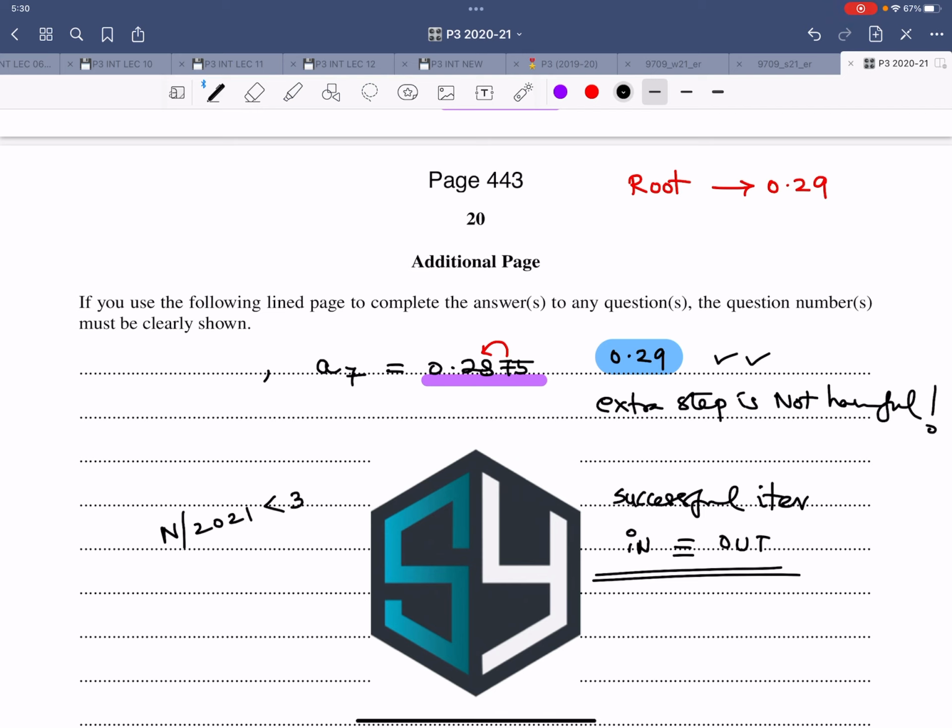So we have completed November 2021 variant 32 of the P3 paper. Stay tuned for more.